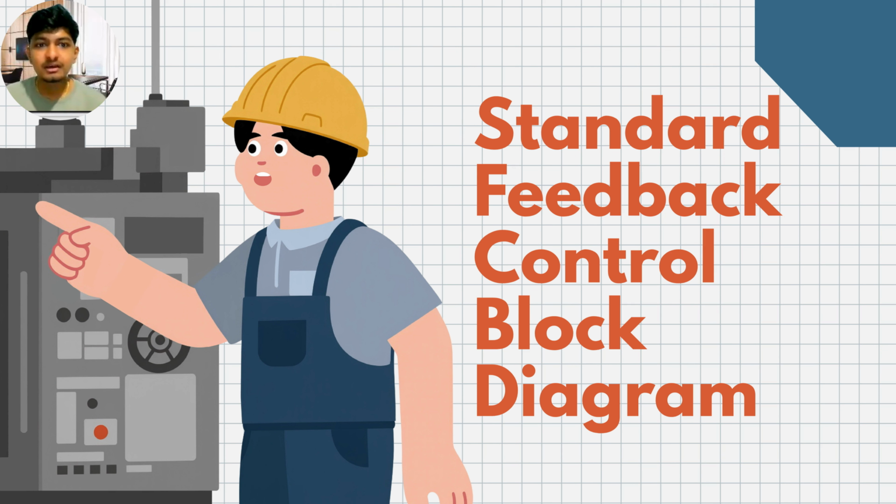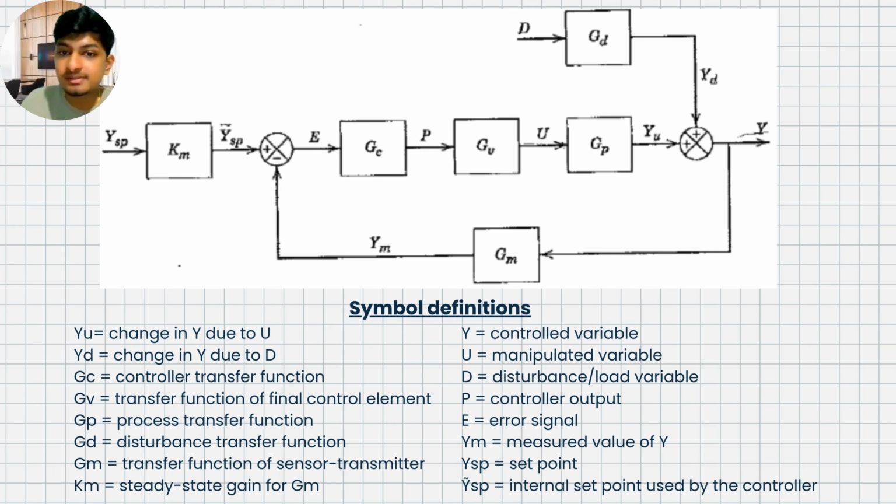In this slide, we can see the standard feedback control system. The controller compares the set point with the measured output to calculate the error. Based on the error, the controller adjusts the manipulated variable so that the process output reaches the desired value. In the diagram, for example, Y represents the controlled variable, U is the manipulated variable, D is the disturbance, and E is the error signal. Understanding these inputs helps us analyze the control system more efficiently.